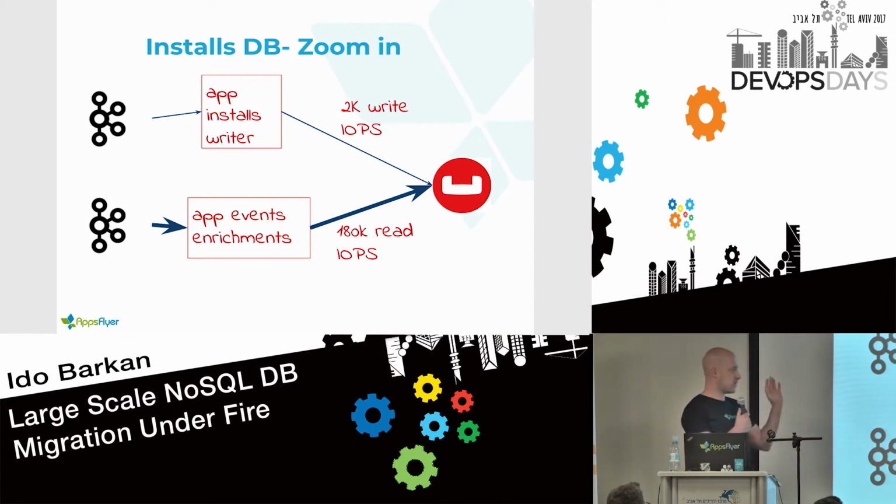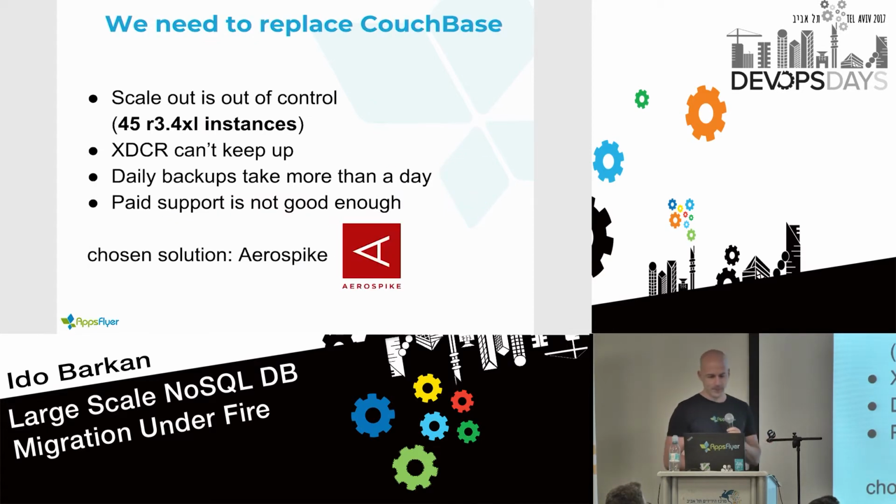So these are the numbers. We write about 2K write IOPS and read about 180K read IOPS. So we can guess that the database is rather large to support the data and the IOPS, and also that it is read intensive. Of course, it's a mission critical database because it holds our installs, the app installs, very important customer data. Okay, but we need to replace it.